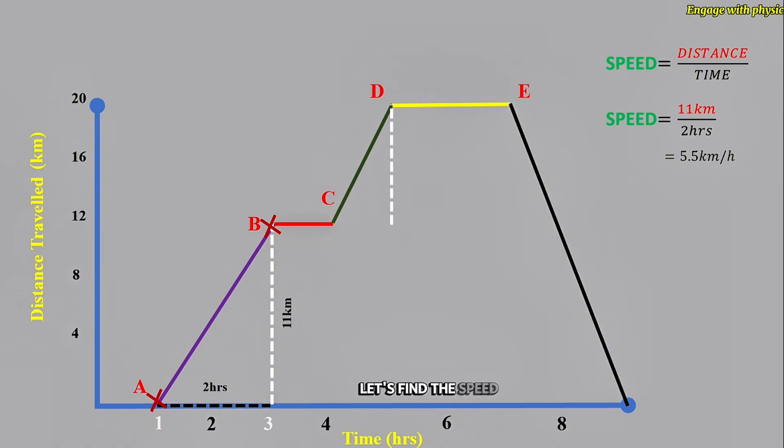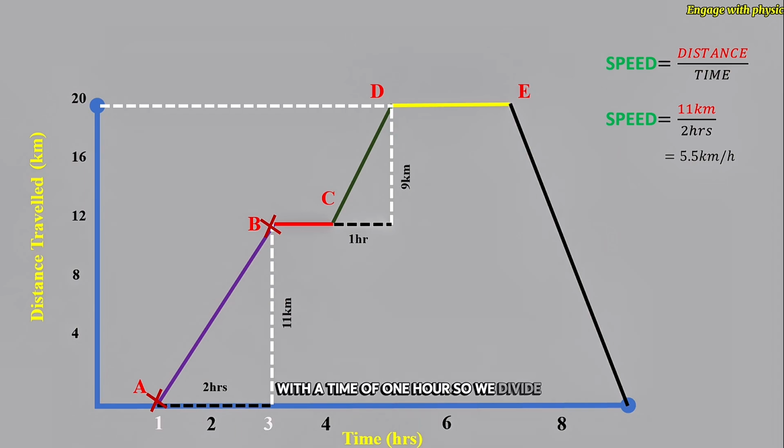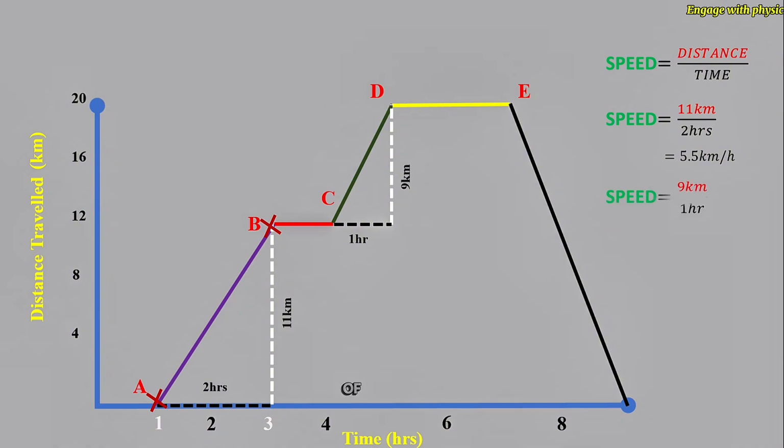Let's find the speed for points C and D. The change in distance is 9 km with a time of 1 hour. So we divide 9 by 1, which gives us a speed of 9 km per hour.